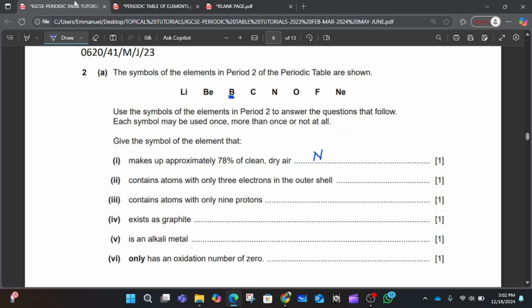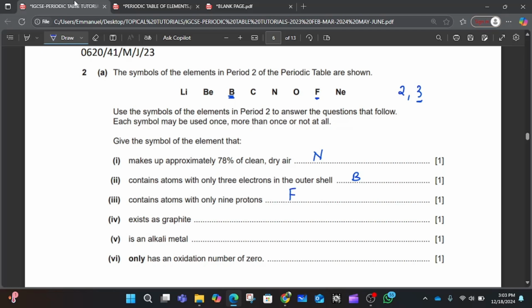Because boron is the 5th element on the periodic table, if you write the electronic configuration, the first shell takes 2, the last shell takes 3. So that should be boron. III contains atoms with only 9 protons. On the periodic table, fluorine is the 9th element, and so it is the one with 9 protons.